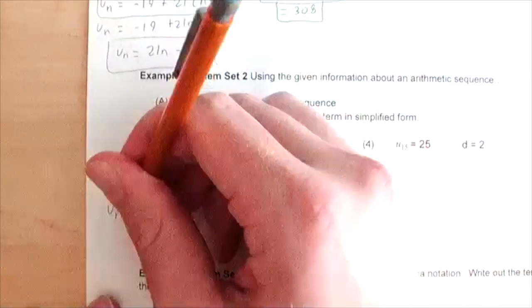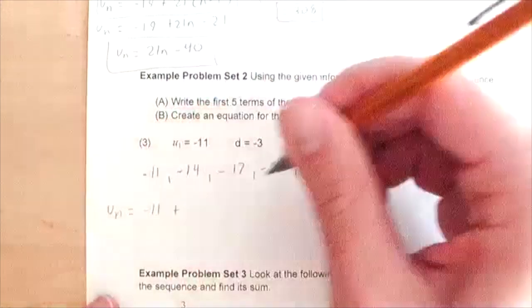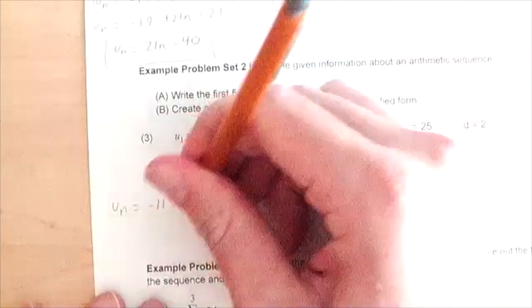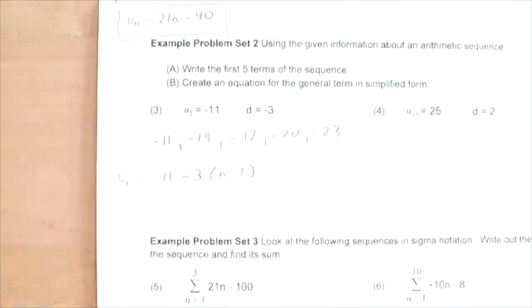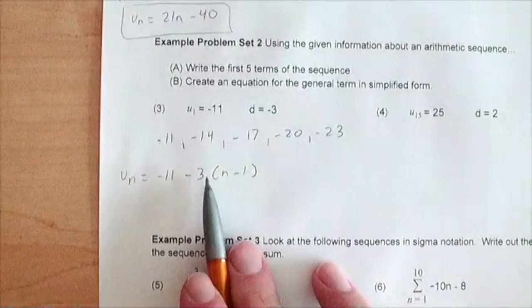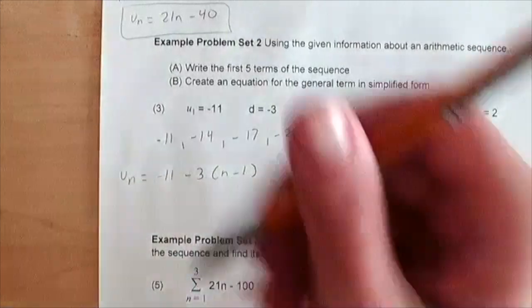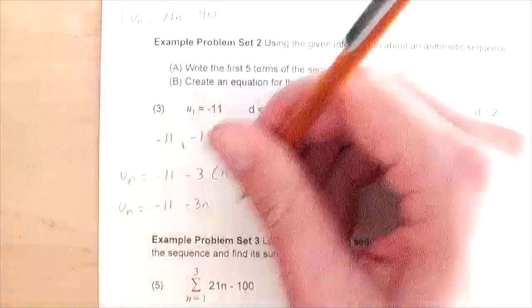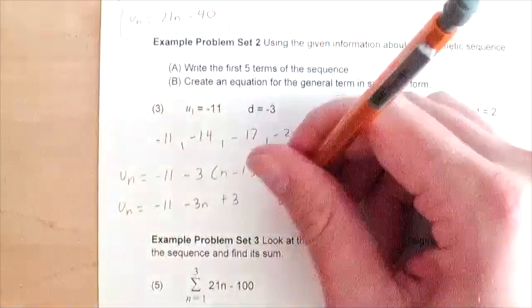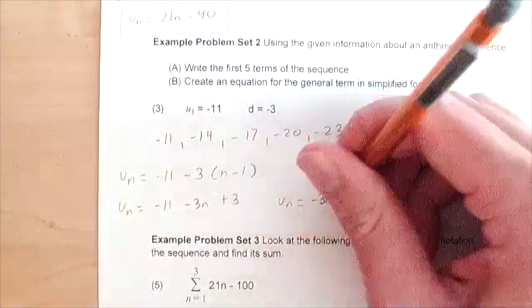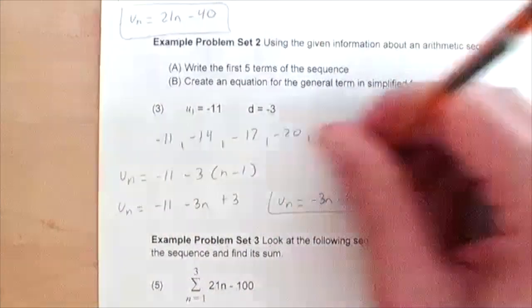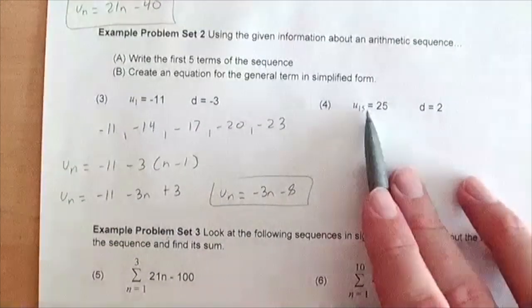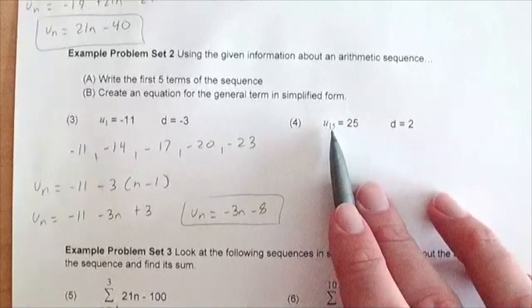So if you're given the first term, everything you have to do is super easy. So let me just plug those 2 into the equation. Negative 11 plus, but we'll say minus 3 and minus 1. So that's the general formula. But if we want the simplified formula, let's distribute the negative 3 to both of these numbers. So un equals negative 11 minus 3n plus 3. Simplify that to un equals negative 3n minus 8. Now, we're going to do 4 in this set because it is different if we don't get the first term.